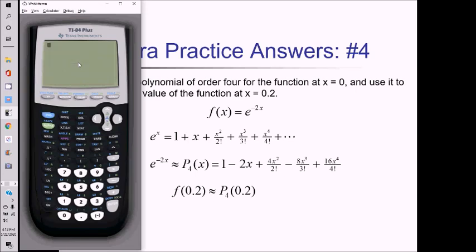Now I can just quit out of here. And to plug in, I'm just going to do alpha trace y1 and do parentheses 0.2. Now the nice thing about this is I'm letting my calculator take care of all the plugging in and parentheses and all the rest of it. All I had to do is pretty much just enter this function exactly the way it appears here. So pressing enter now, that comes out to about 0.670.